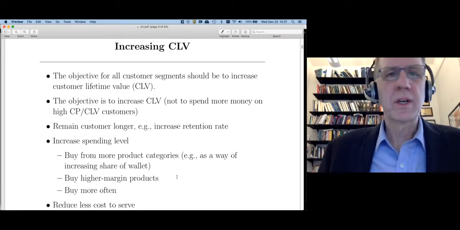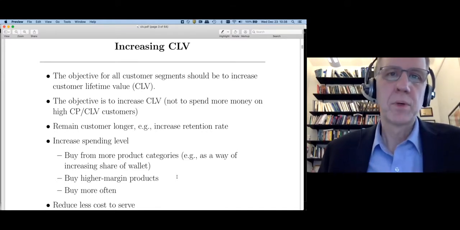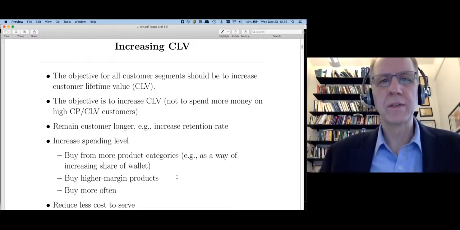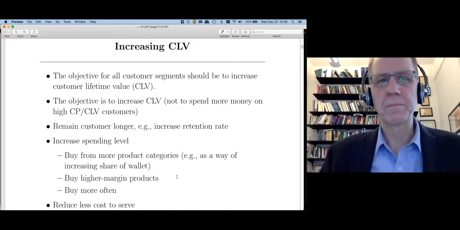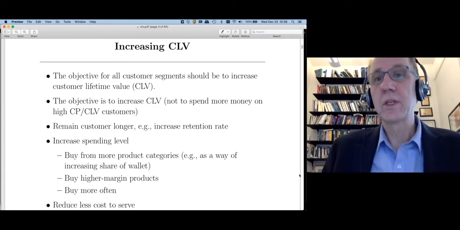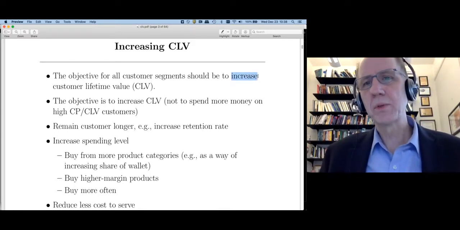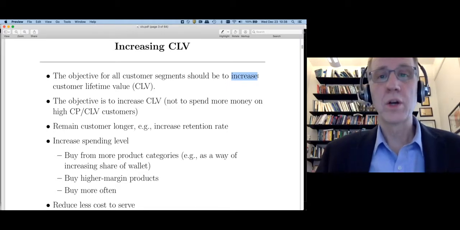So we're going to be using customer lifetime value when we evaluate different possible actions that the firm can take. So a good general purpose objective is to do things that increase lifetime value. There's a very important word here, which is increase. I'm not as interested in the absolute level of lifetime value. I'm more interested in what I can do to make lifetime value larger.